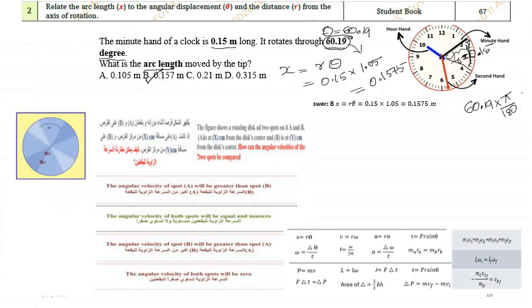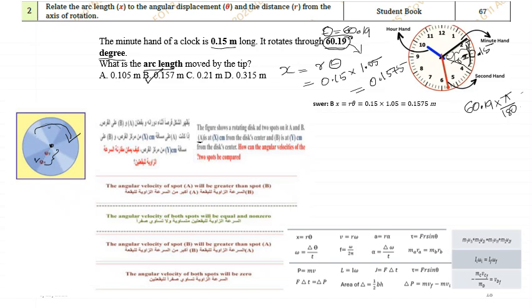This is not in connection with the second question; this is in connection with the third and fourth. The figure shows a rotating disk. Two spots, A and B, have been marked. A is far from the center, at X. This is the axis of rotation, and the disk will be rotating through this. B is at Y, which is near the center.